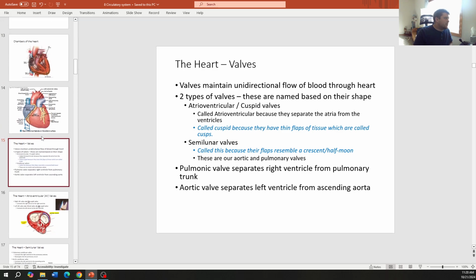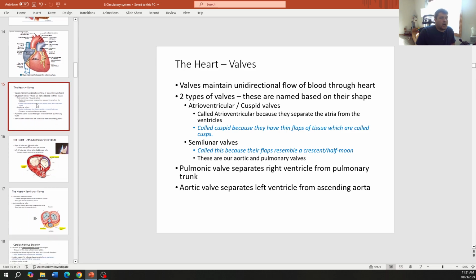So after the chambers, we look at the valves. The valves, understanding and naming the valves is super, super important, especially for the future, because knowing and understanding the valves and what their jobs are and what they're in between and what they connect really tells us a lot about pathology and things moving forward. So the job of the valves is to maintain the single direction, or unidirectional, flow of blood through the heart. And there's two types. There's AV valves, or atrioventricular, also known as cuspid valves, and there are semilunar valves.